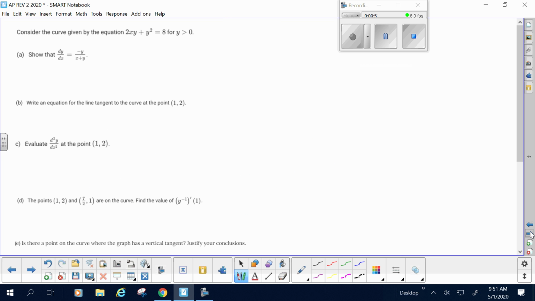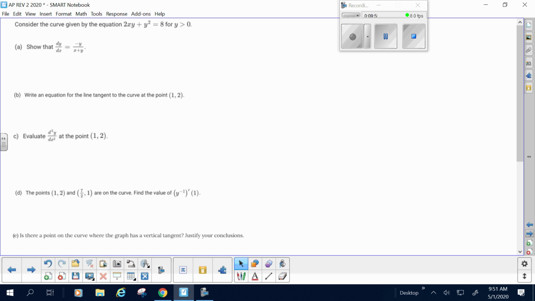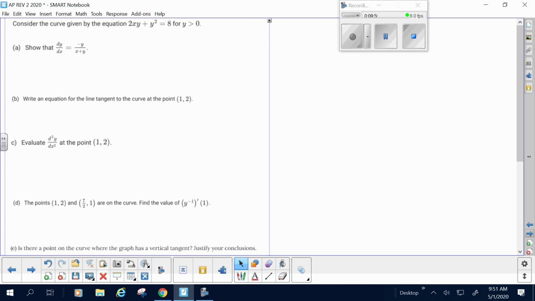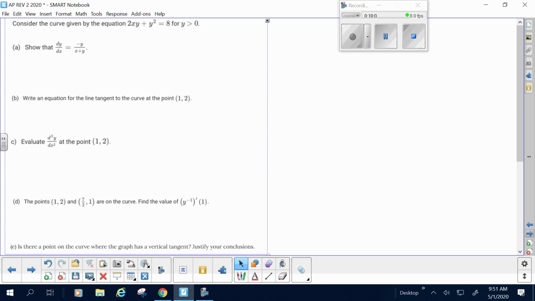Now, I want you to get some practice on implicit differentiation. So you're going to do this problem all the way through, which is an AP free response. I added a part E just for kicks, and then we'll talk about it in a minute. Go.